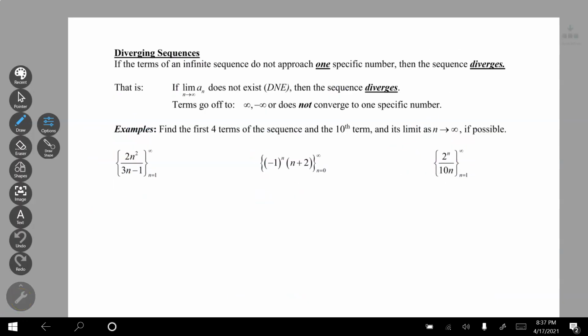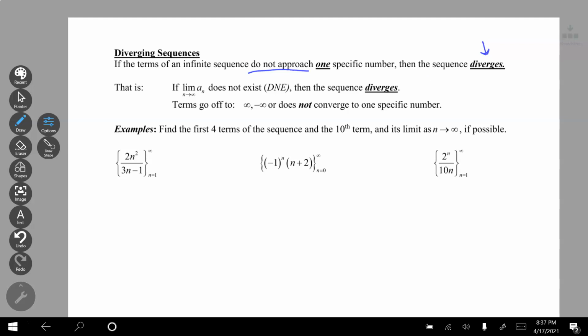So the idea on the first page, we saw that we put in bigger numbers for n, and the sequence converged to one specific number. And if it does not approach one specific number, then it diverges. So a sequence is either going to converge or diverge. There's no in between. And that's what we're going to look at.